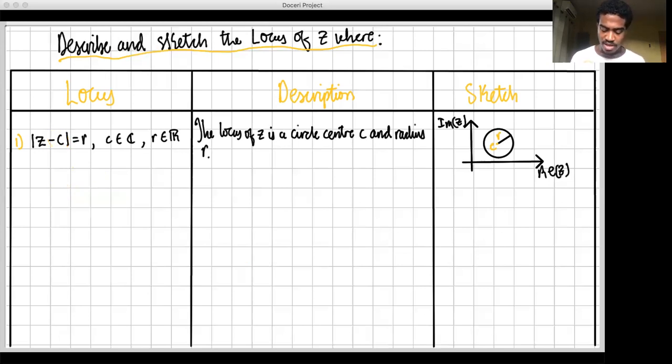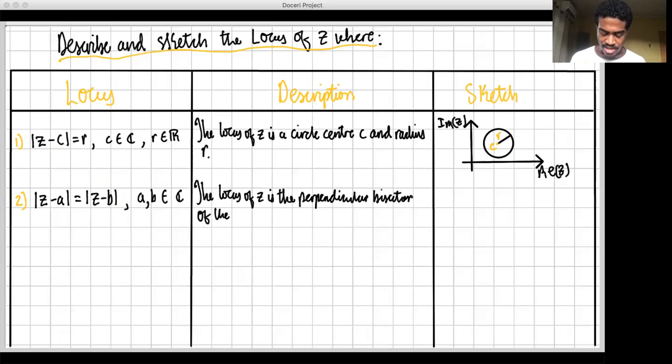Then the second locus we need to look at is the modulus of z minus A is equal to the modulus of z minus B, where A and B are complex numbers. The locus of this complex number is the perpendicular bisector of the line joining A and B. And a quick sketch of this is here.